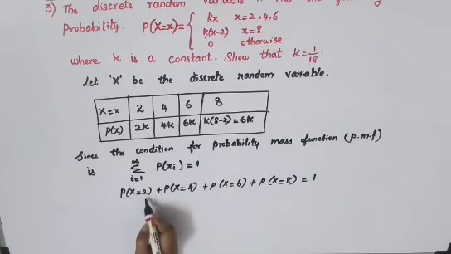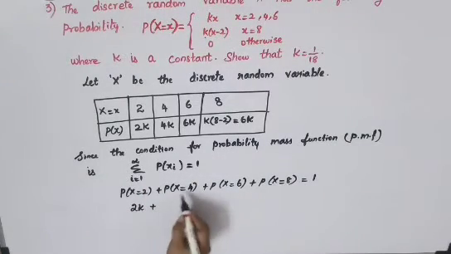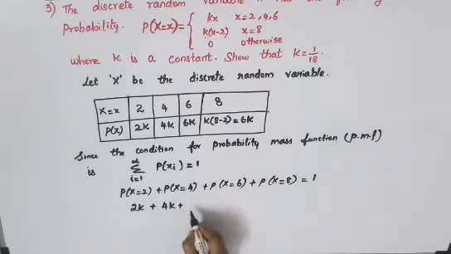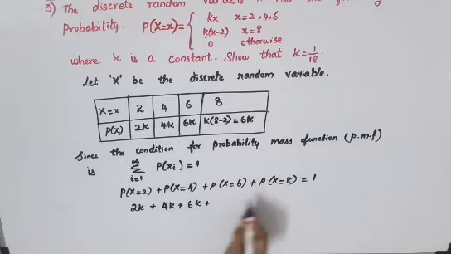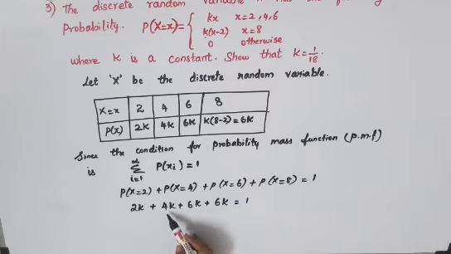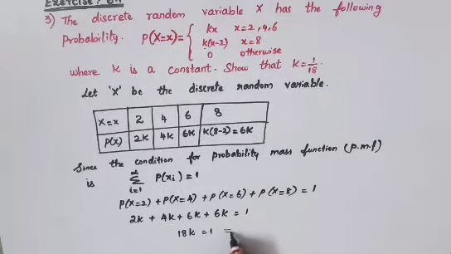So what is your P of x is equal to 2, it is 2k. So 2k plus x is equal to 4 is 4k, plus x is equal to 6 is 6k, plus x is equal to 8 is again 6k. Which is equal to 1. Now adding all these elements, 6 plus 4 is 10, again 16, 18 you will get. So 18k is equal to 1, that implies k is equal to 1 divided by 18. So this is the answer for your third question.